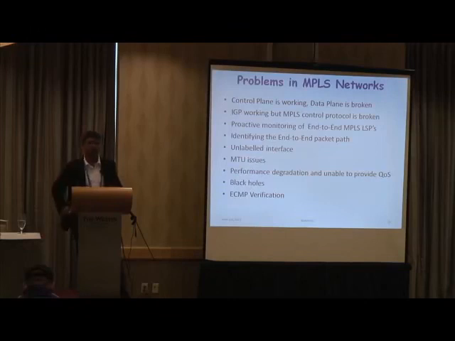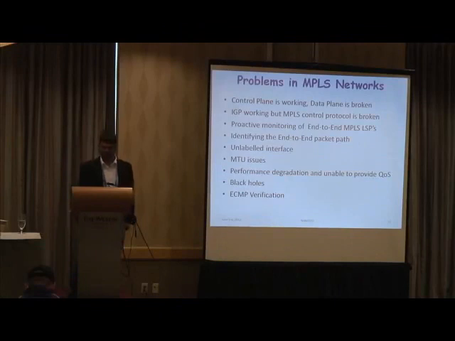They could be dropped because some path in between has broken. It could be due to a control plane and data plane mismatch. The control plane could have signaled that you take this path, but the data plane might be forwarding based on its own forwarding table, which is not in sync with the control plane, and somewhere the whole thing broke and the packets were dropped.